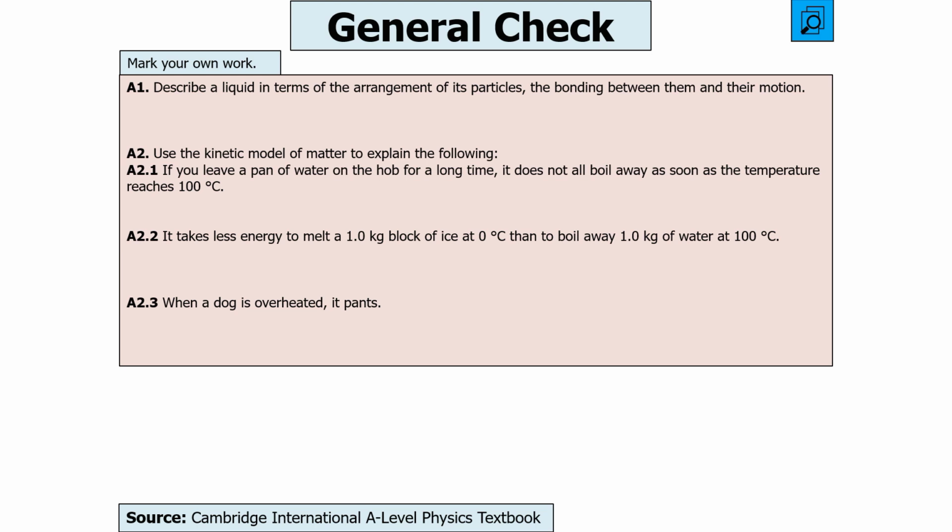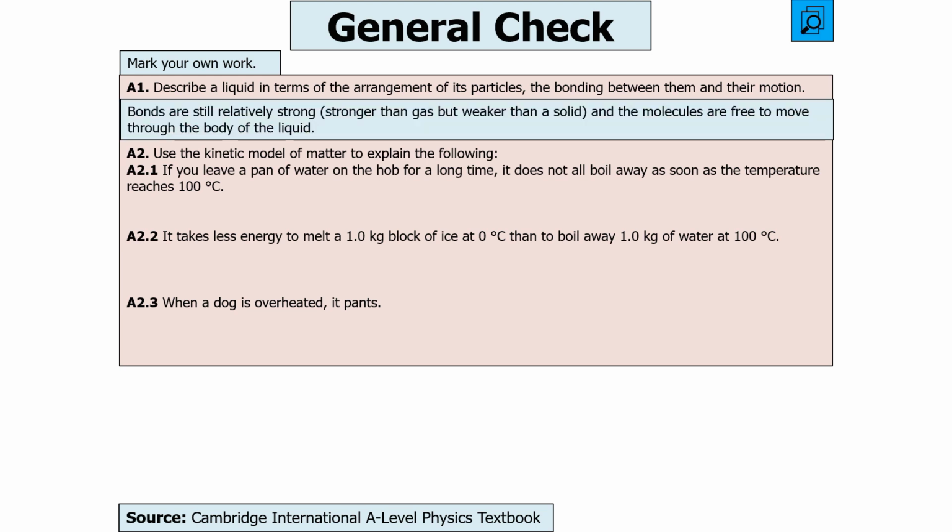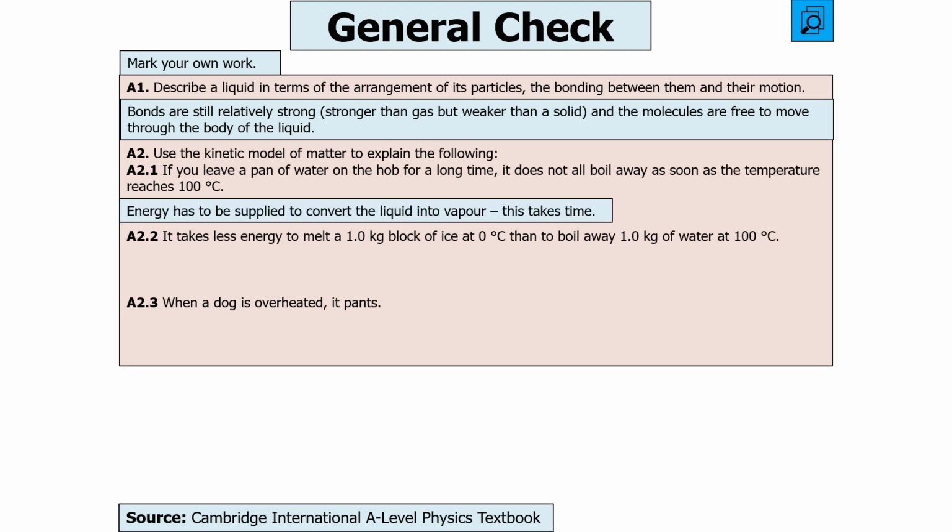Right, in this first question, you know the bonding and links of particles are that for a liquid, bonds are relatively strong. They're stronger than a gas, but weaker than a solid, and the molecules are free to move through the body of the liquid. Now in the second one, it's the idea that the energy has to be supplied to convert the liquid into a vapour, which takes time to do. It takes time to break away those bonds.